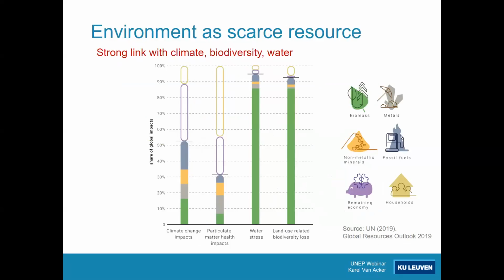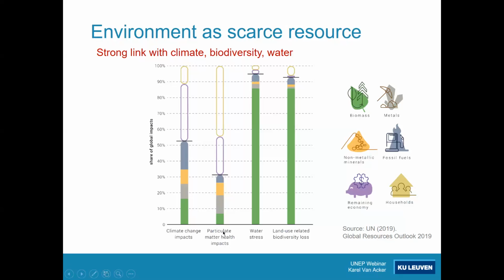On the other hand, the environment, we also have to consider that as a scarce resource. And the impact of extraction and production of materials on the environment is huge. The impact on climate change, that's the first bar you see, is more than 50%. So more than 50% of the greenhouse gas emissions can be related to the extraction and production of different types of materials. So that's a very important factor. And if we want to combat climate change, we also have to look at how we produce and how much we produce from materials and resources.